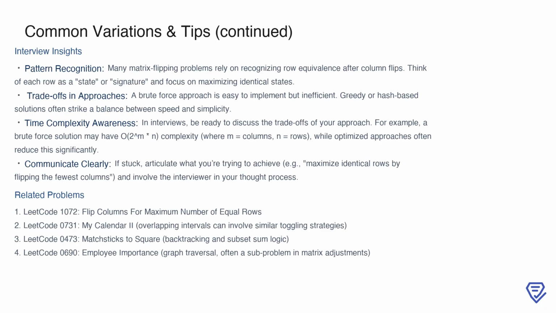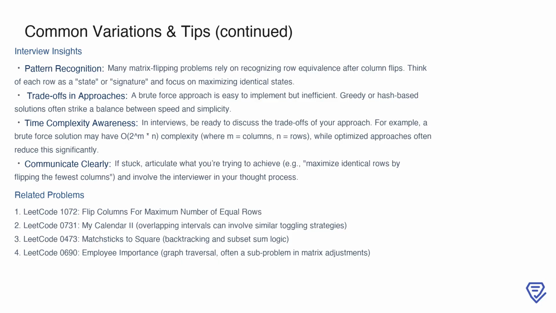When tackling this type of problem in interviews, pattern recognition is key. Think of each row as a unique state or signature that can change when columns are flipped. The goal is to maximize the number of identical states across all rows. It's also important to understand the trade-offs between different approaches. While a brute force method is straightforward to implement, it's often inefficient for larger inputs. Greedy or hash-based techniques can provide a better balance between simplicity and performance.